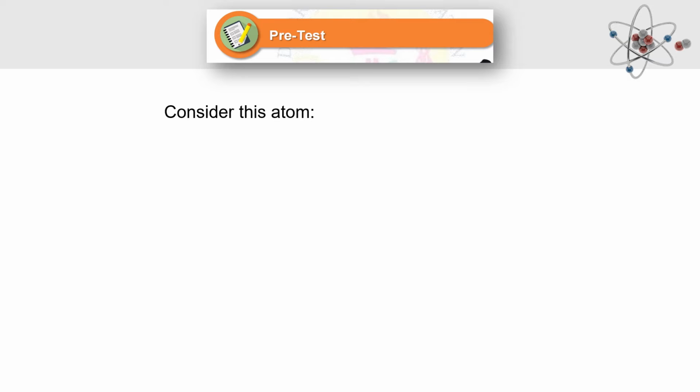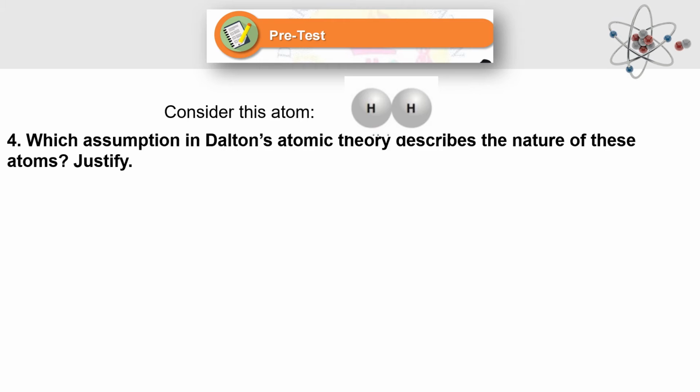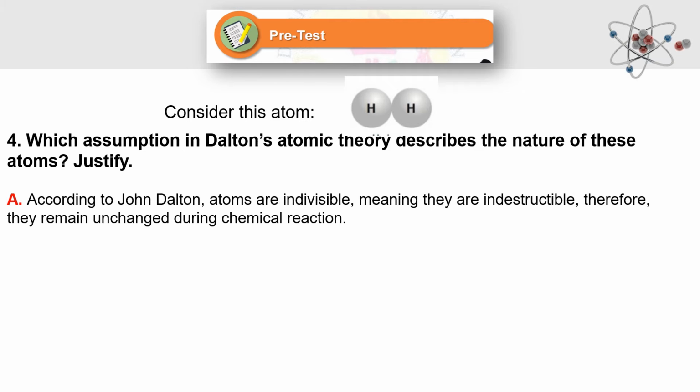Consider this atom. Question for number 4. Which assumption in Dalton's atomic theory describes the nature of these atoms? Justify. Letter A. According to John Dalton, atoms are indivisible, meaning they are indestructible. Therefore, they remain unchanged during the chemical reaction.